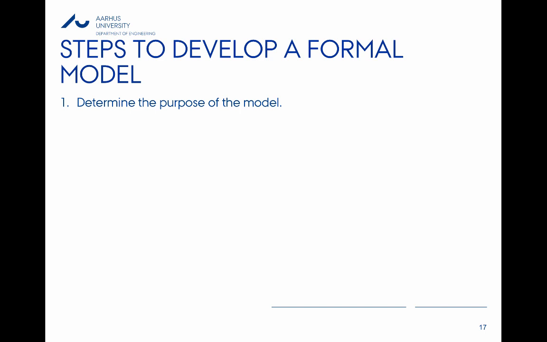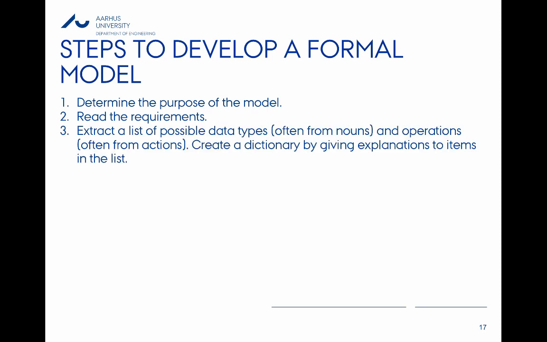So the different steps for developing a formal model start by determining the purpose of the model. The purpose is important to determine what things you can actually abstract away. Then you need to read requirements. I'm now assuming that you have the requirements written down. Otherwise, I have in industry tried to use this to drive the production of the actual requirements.